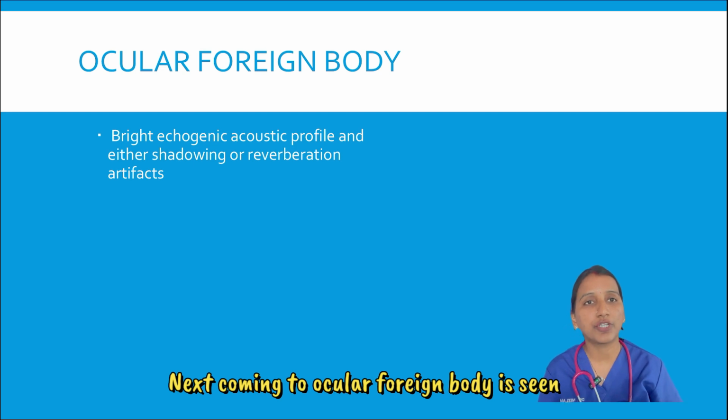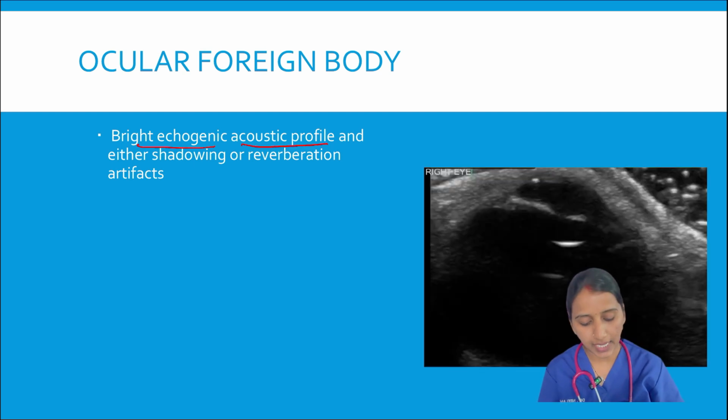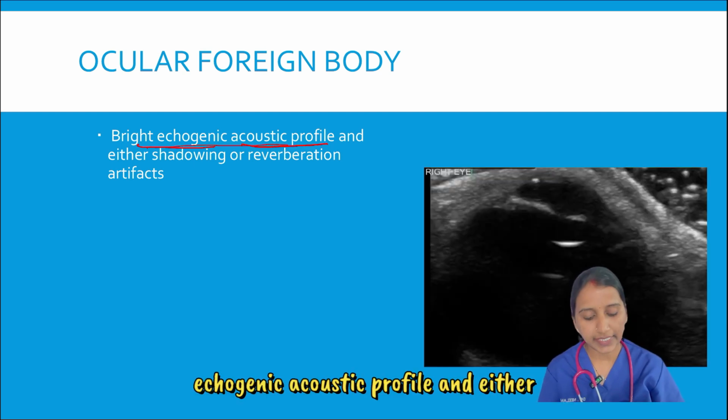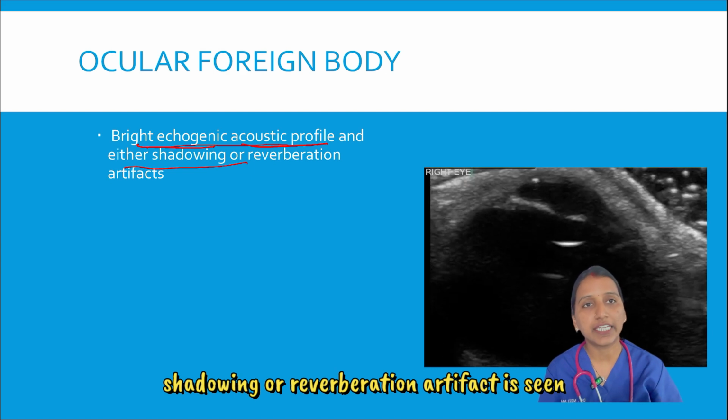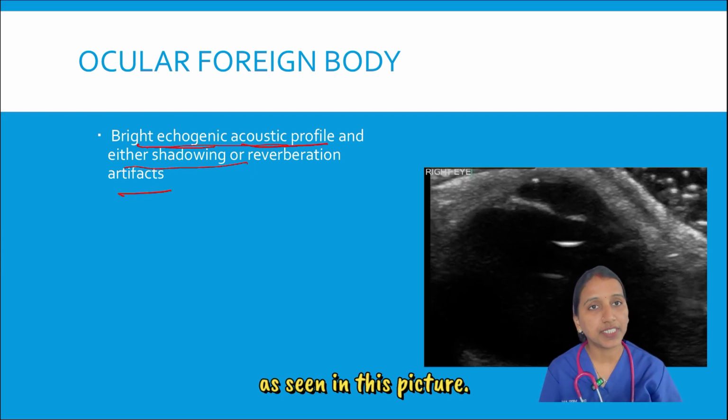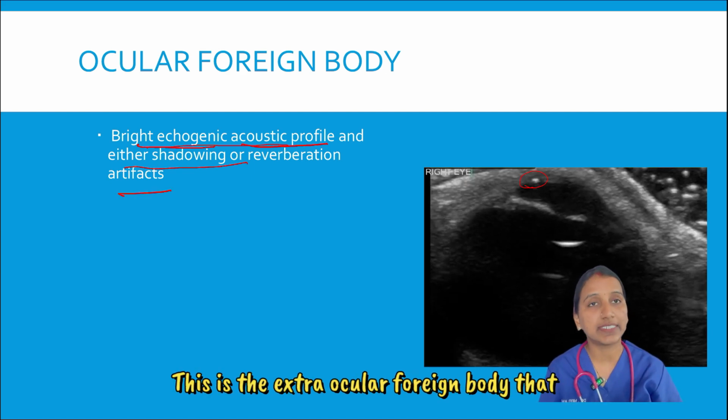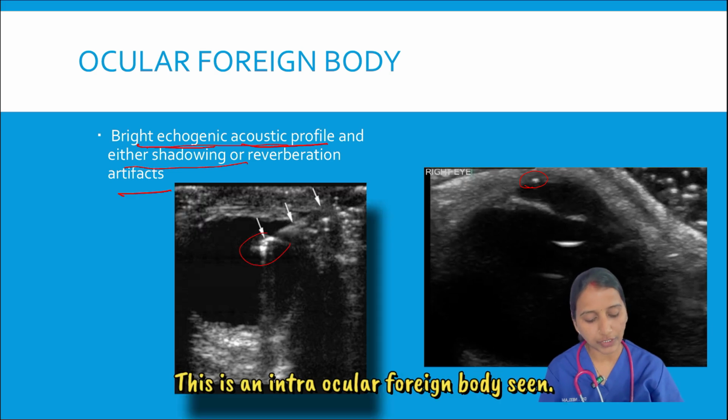Next, coming to ocular foreign body, it is seen as a bright echogenic acoustic profile, and either shadowing or reverberation artifact is seen, as in this picture. This is an extraocular foreign body that is seen. This is an intraocular foreign body seen.